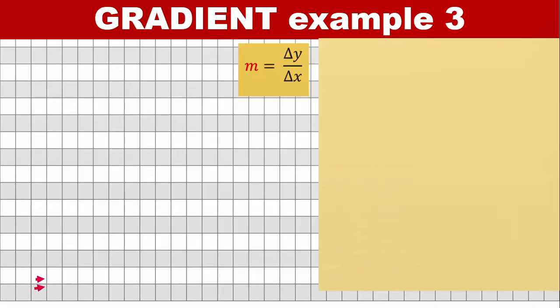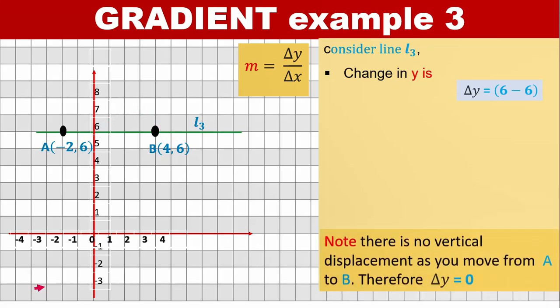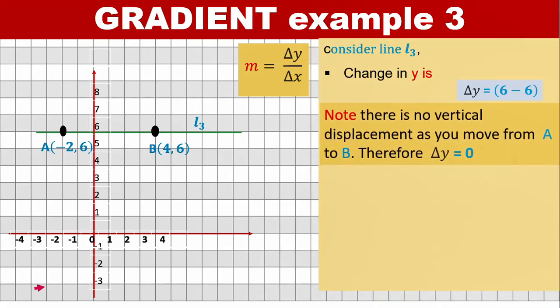Example 3 with 0 gradient. Draw a line L3 with two coordinates, A and B. Find the change in y. The change in y is given by 6 minus 6, starting from point A. This means we calculate point A minus point B. The change in x is given by negative 4 minus 1.5, also starting from point A.